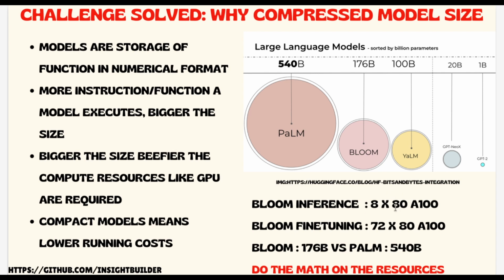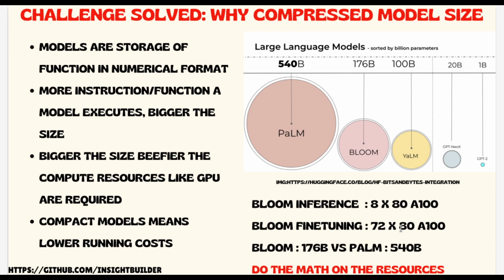That is 8 80 GB A100 GPUs, which cost around 15K US dollars each. And if you are planning to fine tune this model as it is, then you will need 72 GPUs of the same specification, which is 9 times the value of inference. This is an extremely huge investment. Even corporations may not be able to invest this much on a model.